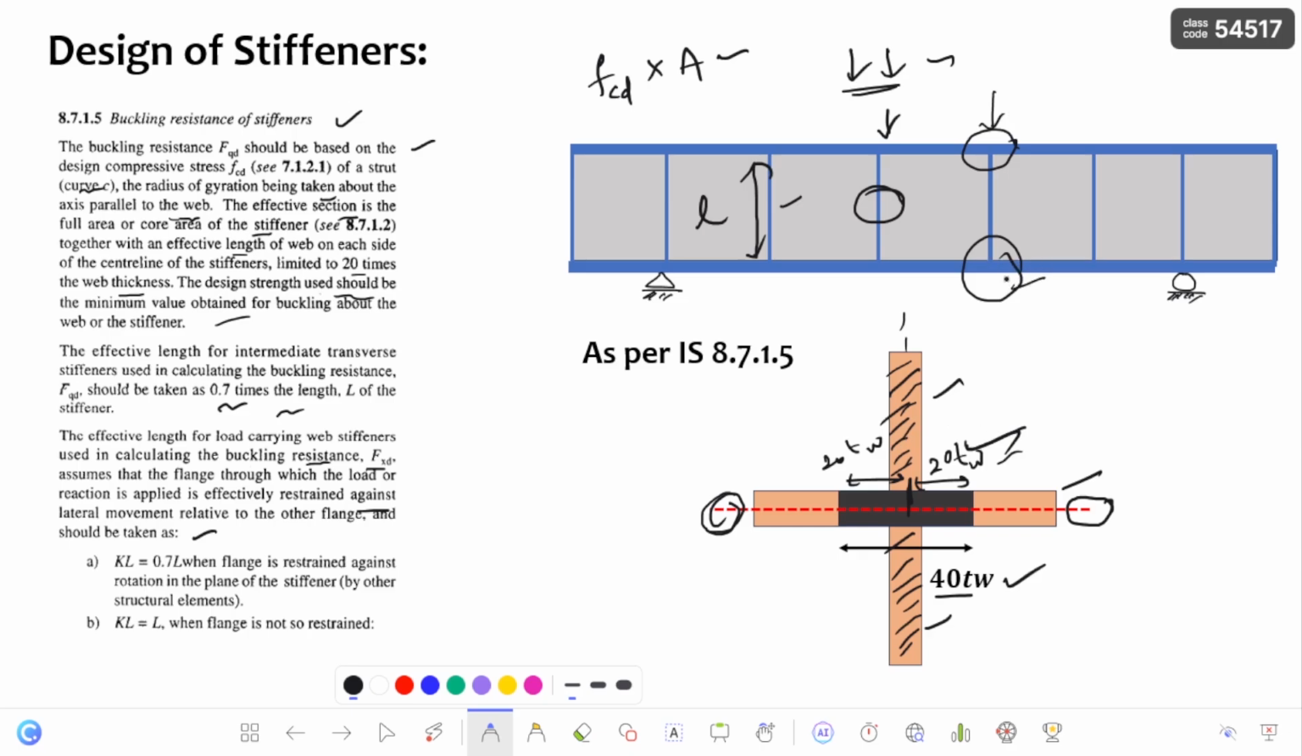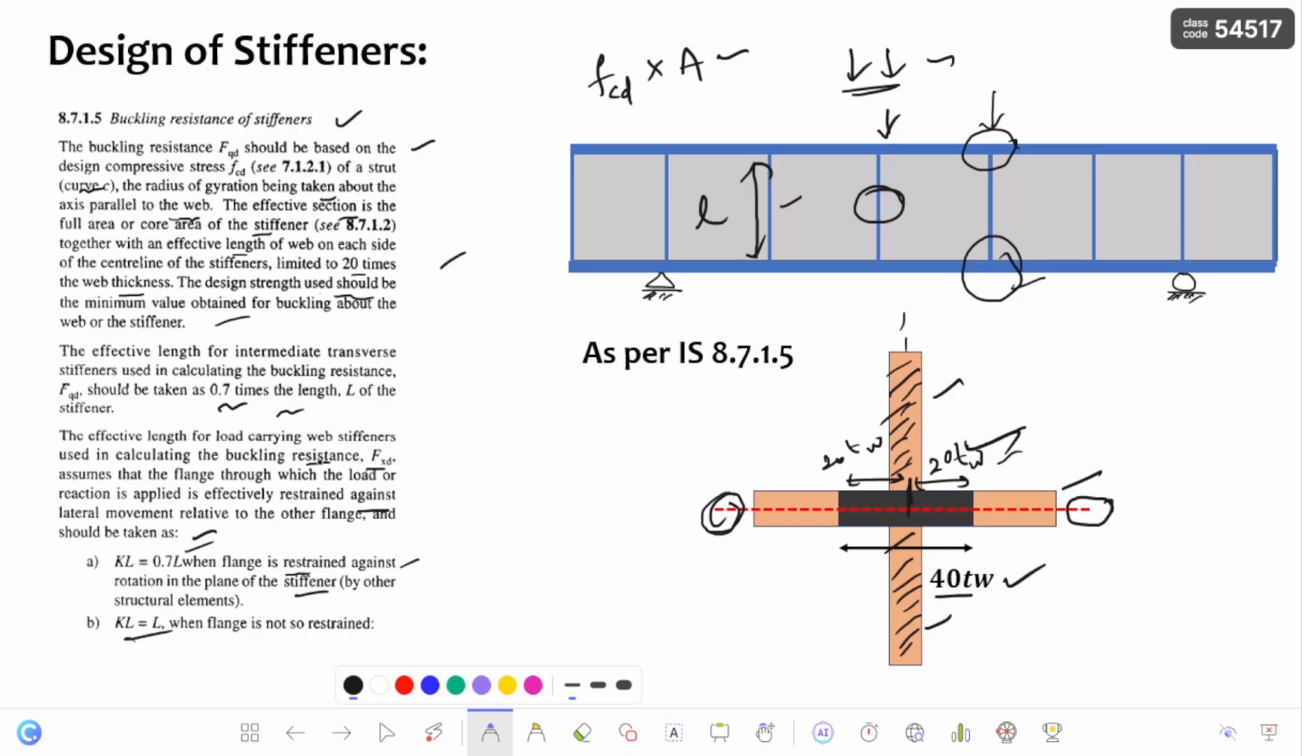So for that web stiffener, the effective length you have to consider is 0.7 times the length, which I already gave in the previous case, but they have also mentioned that the flange is restrained against rotation in the plane of the stiffener. I already explained regarding the laterally supported and laterally unsupported beam. Whenever you restrict the top flange and the lateral movement is also restricted, it is called a laterally supported beam. If the flange is restrained against rotation in the plane, you have to consider 0.7 times the length of the stiffener. And if it is not restrained at all, you have to consider the total length as the effective length for the buckling design.